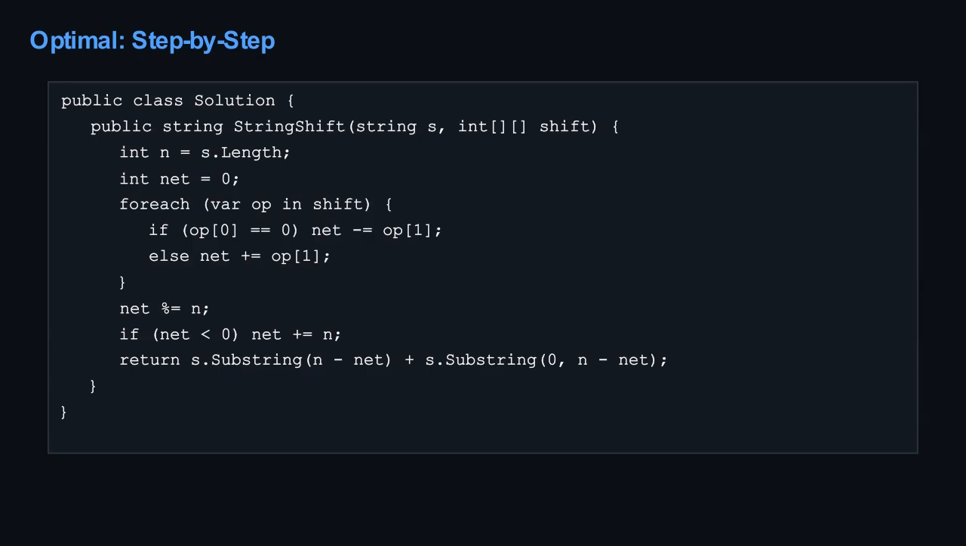Now, we've processed all operations. The string length is 3. We take the net shift, 1, modulo the length, 3, which is still 1. Since it's positive, no further adjustment is needed. A net positive 1 shift means a right shift of 1.